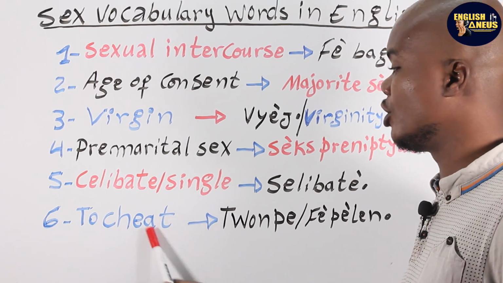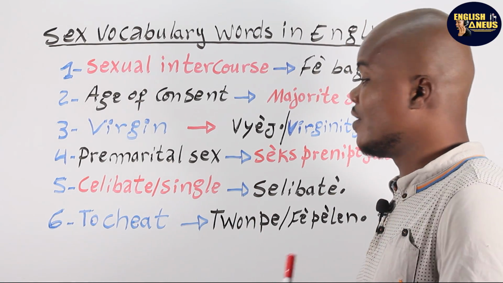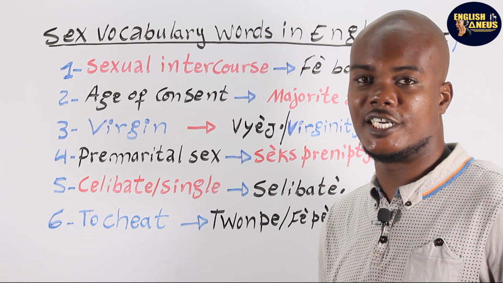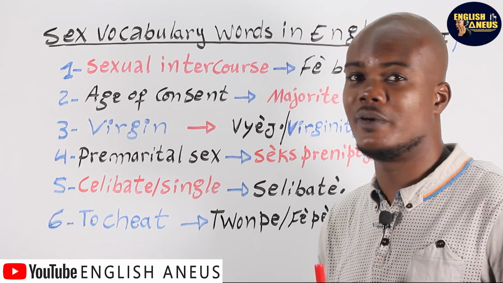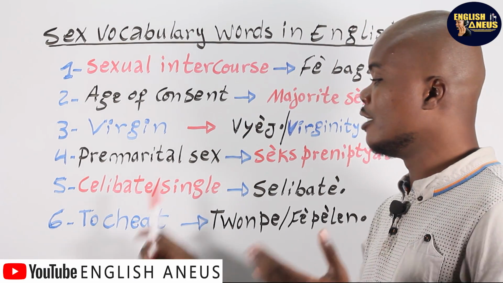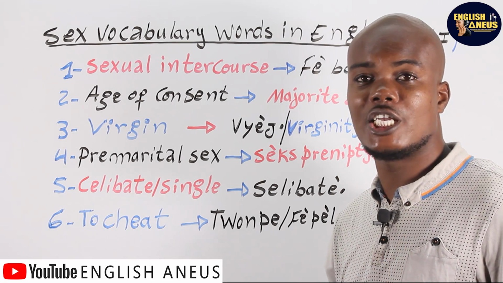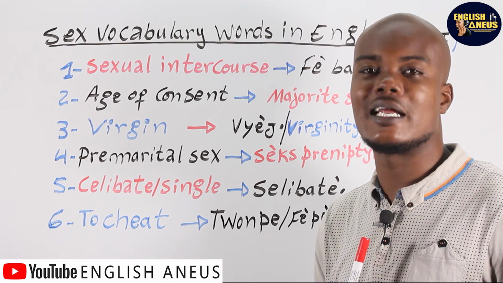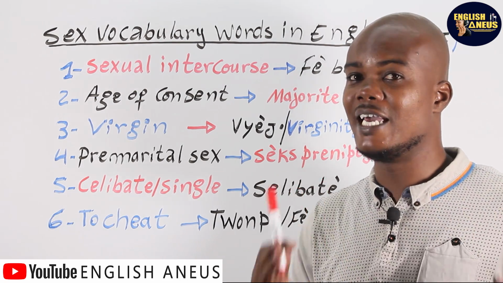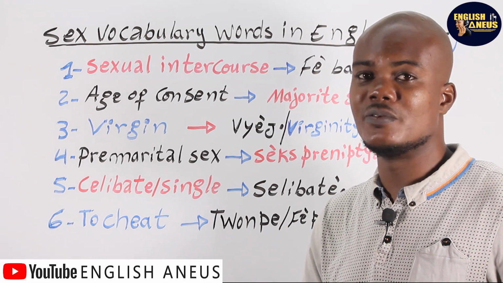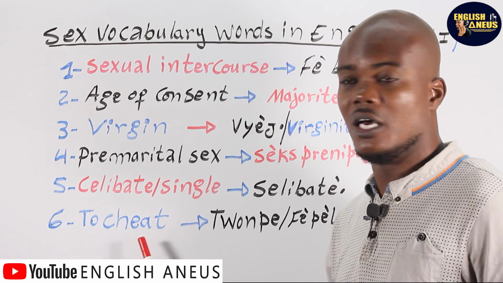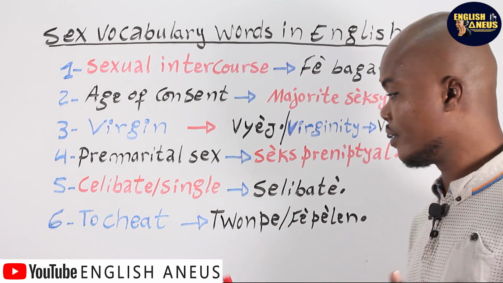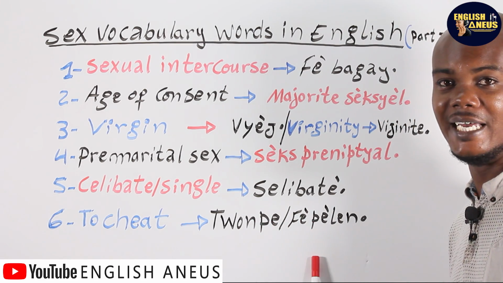The last word for today is a verb. This verb is to cheat. To cheat is to have sex with another partner secretly. Okay? To have sex secretly with another partner is to cheat. It means having sex with another partner who is not the official person. You say to cheat. You cheat me, tromper.